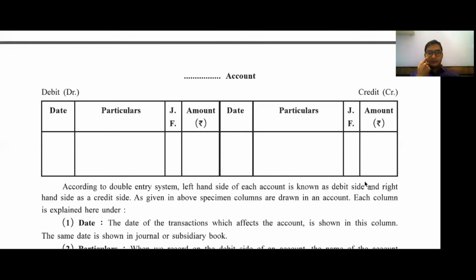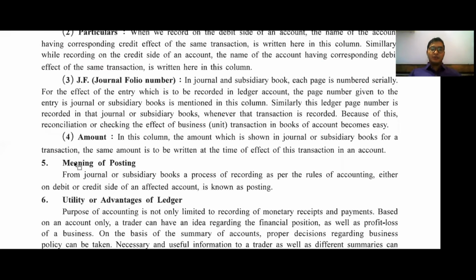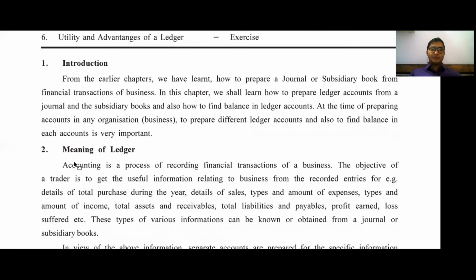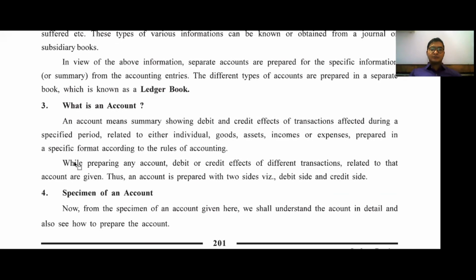Again date, particulars, JF and amount. Okay, so these are the basic explanations for date, particulars, JF and amount. Then after, what is an account? Account means a summary showing debit and credit balance of transactions affected during a specific period related to either individual goods, assets, income, expense, prepared in a specific format according to the rules of accounting.